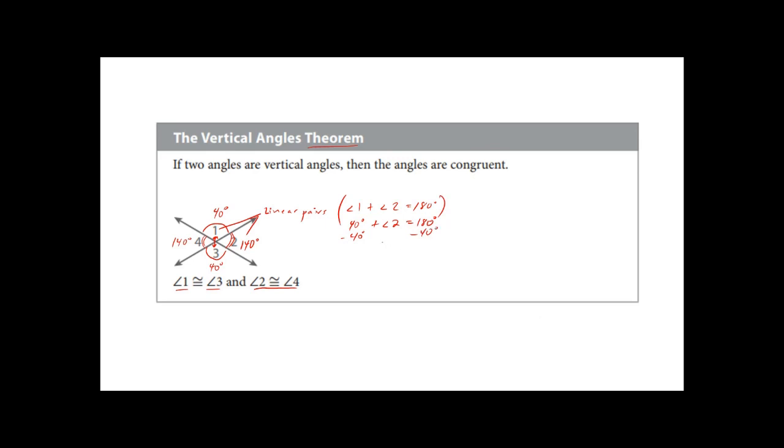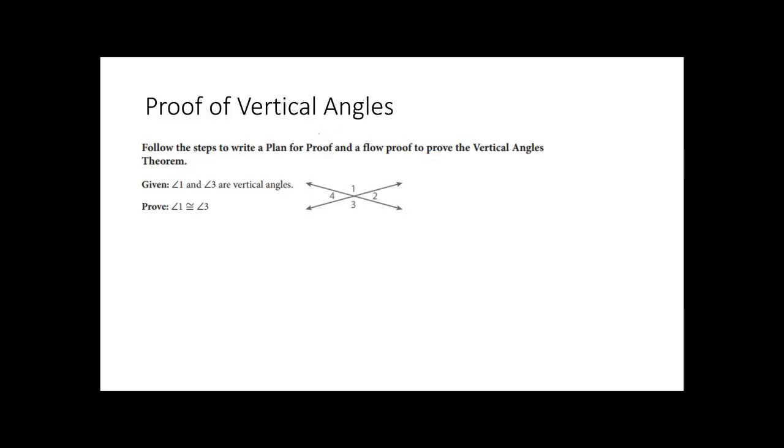And that's how I got the 140. So angle 2 equals 140. Okay, so that's about it. All right, now let's go on to proving vertical angles. So follow the steps to write the plan for proof and the flow proof to prove the vertical angle theorem.